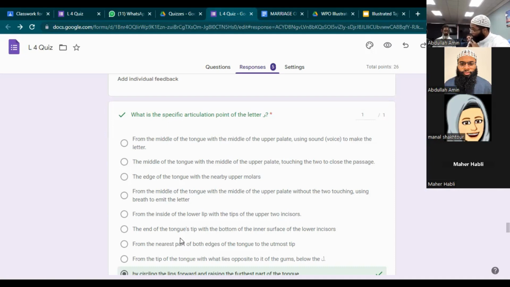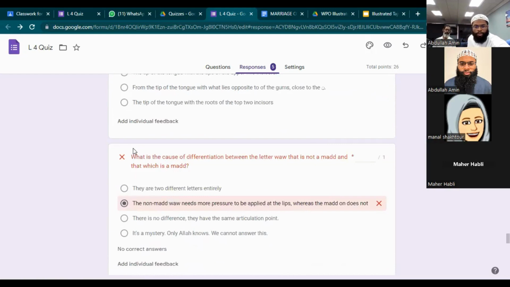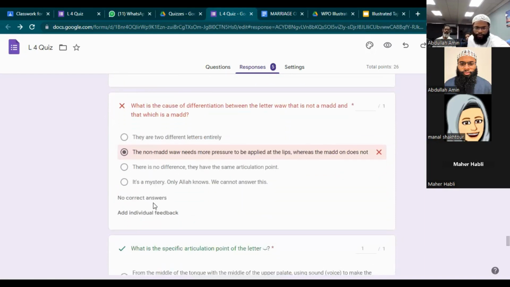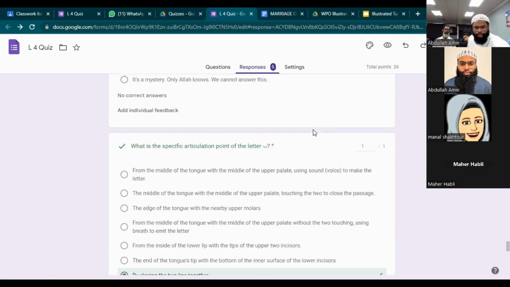With the mad waw, you are circling your lips as well. Qulu wa huwa. In both cases, you're circling your lips. The difference is that with the voweled waw there's more pressure on the lips than with the mad waw. With the mad waw, the pressure is very little. The differentiation between the waw mad and the waw that is not a mad is what we just talked about. The non-mad waw needs more pressure applied, so this should be correct. We'll fix that, inshallah.